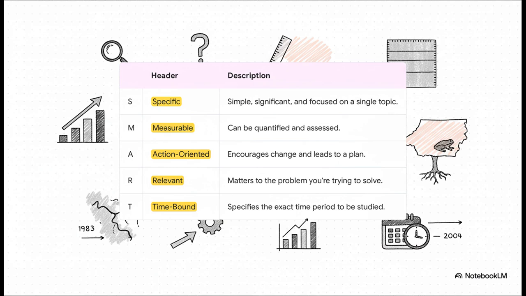S is for specific. It has to be super focused. So instead of asking, are our customers happy? You'd ask, what is the satisfaction rating on a scale of 1 to 10 for customers who used our new feature? See, that's also measurable. We can count it. It's action-oriented because that rating tells us if we need to make changes. It's got to be relevant to the problem. And finally, it's time-bound. For example, customers who used the feature in the last 30 days. A question that ticks all these boxes gives you a crystal clear target for your analysis.